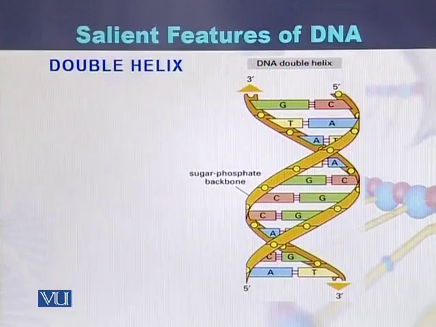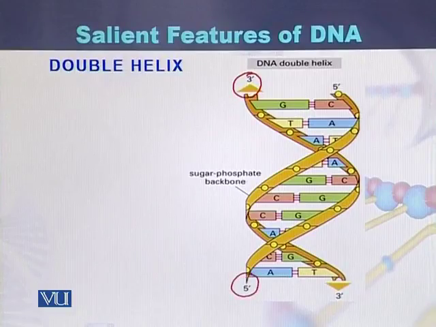This is the structure of the double helix of DNA, where we can see that there are two polymers of the nucleotides. On one of the polymers there is a 3' end, and at the end of this polymer there is a 5' end.